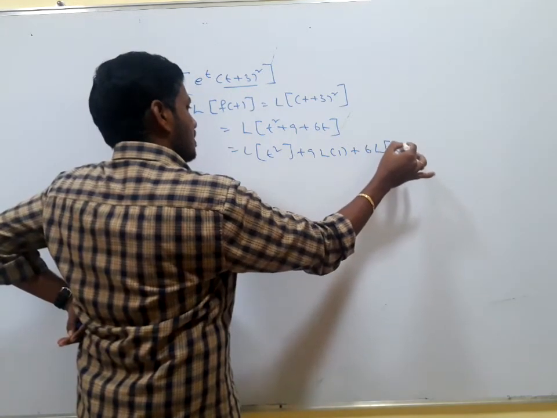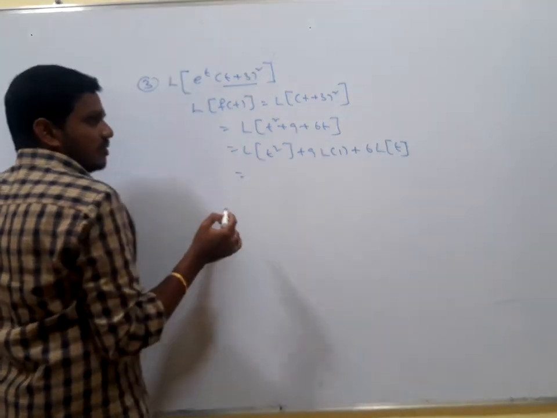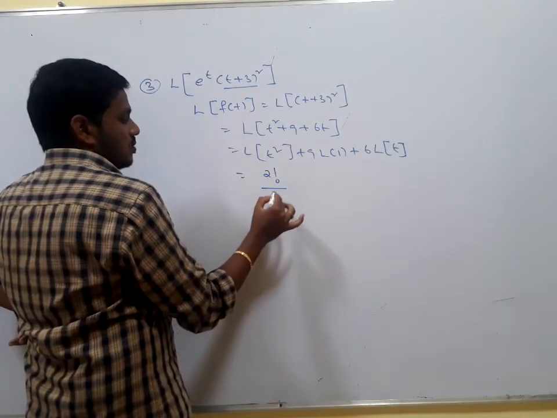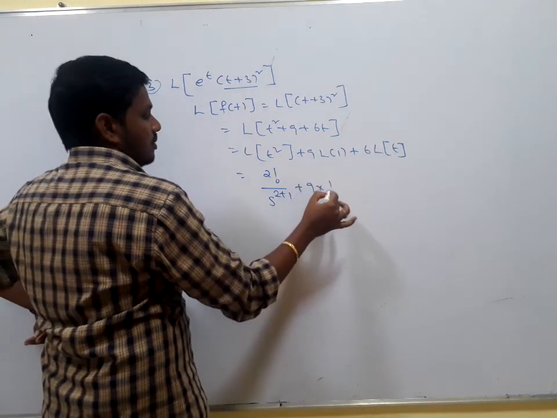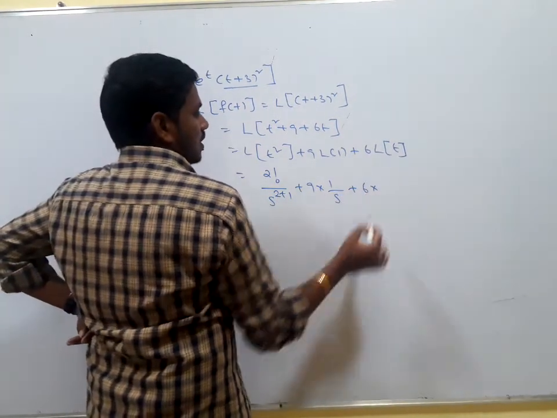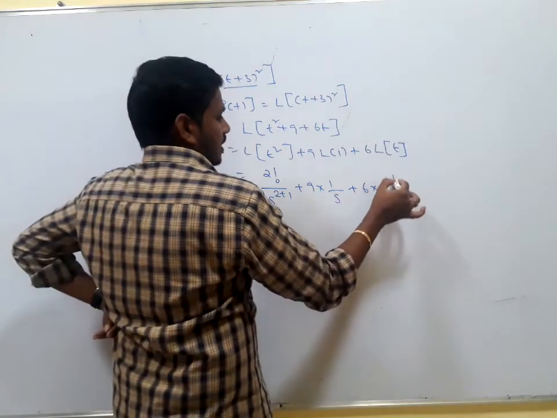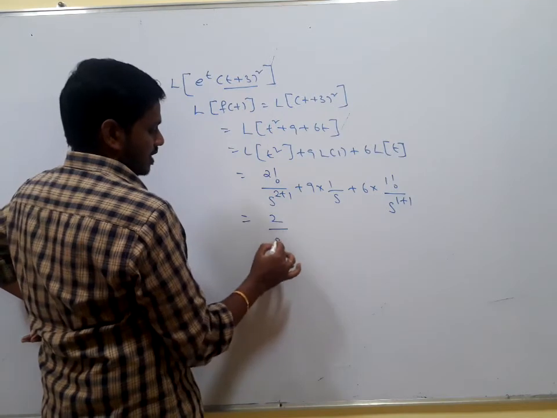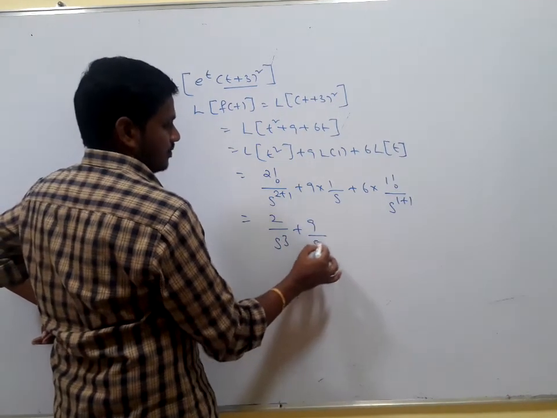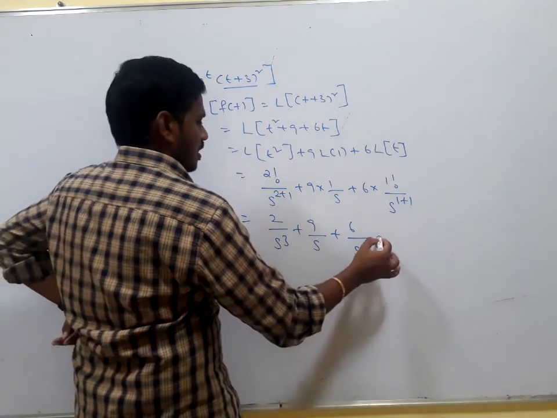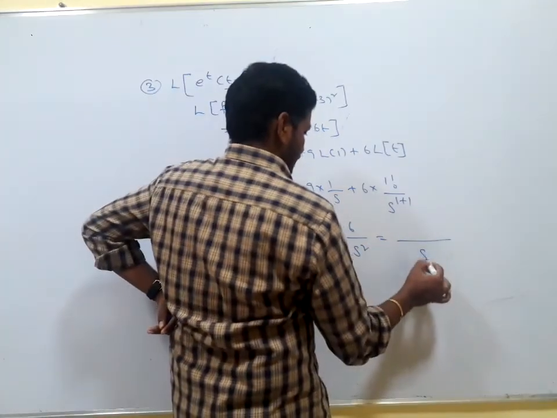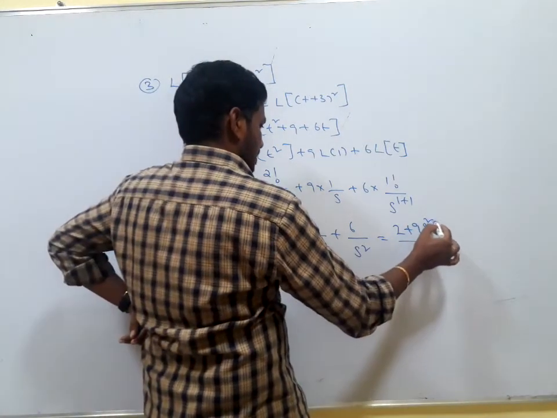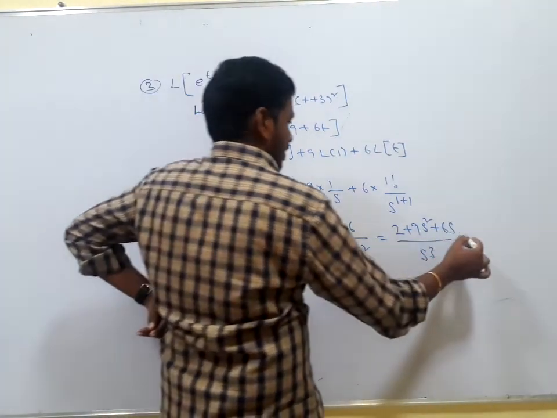Plus 6 into the Laplace transform of t. The Laplace transform of t square, with n a positive integer, is n factorial, that is 2 factorial, divided by s to the power of 2 plus 1, plus 9 into 1 by s, plus 6 into the Laplace transform of t, 1 factorial divided by s to the power of 1 plus 1. So which is 2 factorial, 2, divided by s cube, plus 9 by s, plus 6 by s square. If you take out s cube as the LCM, we have 2 plus 9s square plus 6s. This is F of s.